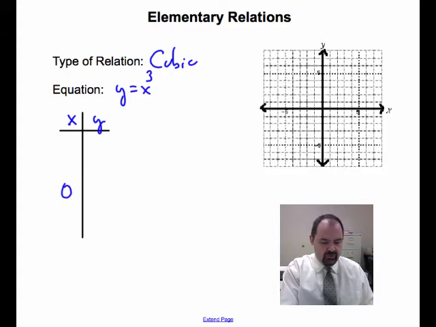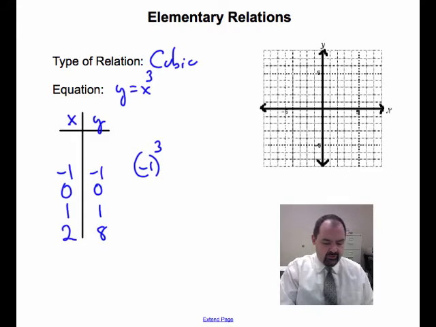If I input 0 and cube it, I get 0. 1 cubed, 1. 2 cubed, 8. Negative 1 cubed would be -1, -2 cubed, -8.